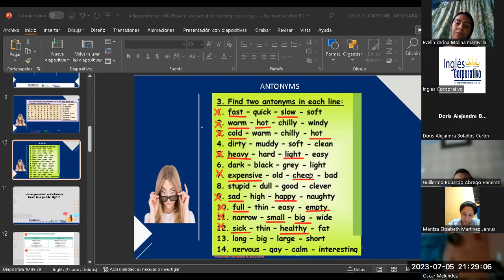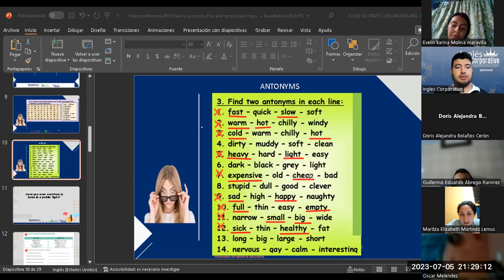Okay, Maritza, you have some others? Maritza? Sí, teacher. You have some others? Nervous, calm. The number 14. Okay, nervous and calm. Yeah, that's it. Thank you. Daniel, do you have some other? Maybe 4, 6, or 8 and 13? And 4, dirty and clean. Good one. Dirty and clean. They are opposites.